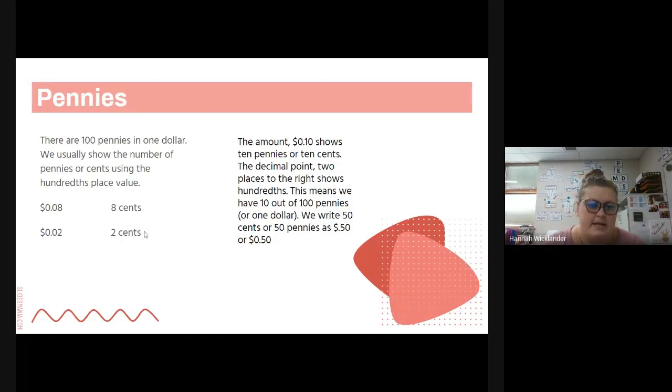So right here where the second 0 is the tenths, and where the 8 and the 2 is the hundredths. So the amount 10 cents shows 10 pennies or 10 cents. The decimal point 2 places to the right shows hundredths. This means we have 10 out of 100 pennies, or 100 pennies is $1. We write 50 cents or 50 pennies as 0.50 or 0.5. They both mean the same thing.